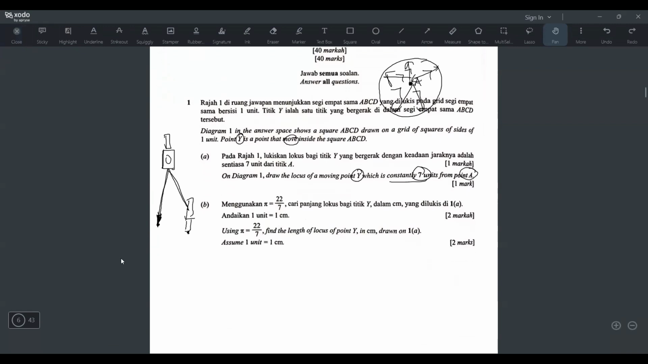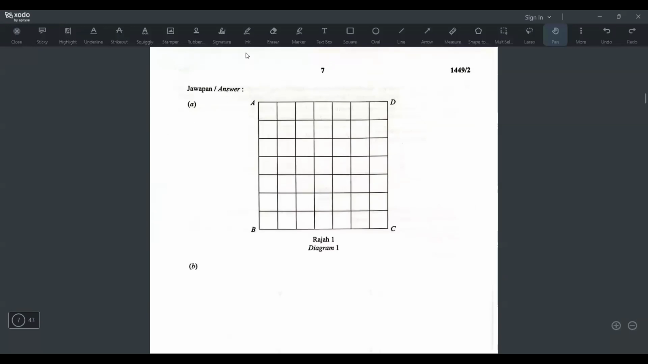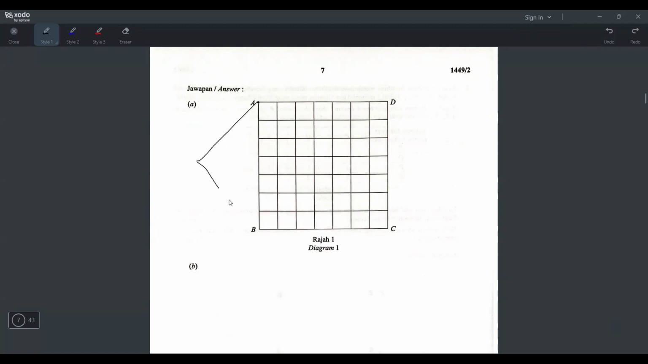Okay, so now I will take my compass. But since I'm using my laptop, I cannot show you, so I'll just do it freehand. What I will do is put the sharp part of the compass at A and open 7 units. So 1, 2, 3, 4, 5, 6, 7. So open until B, exactly 7 units, right? So you open until here.